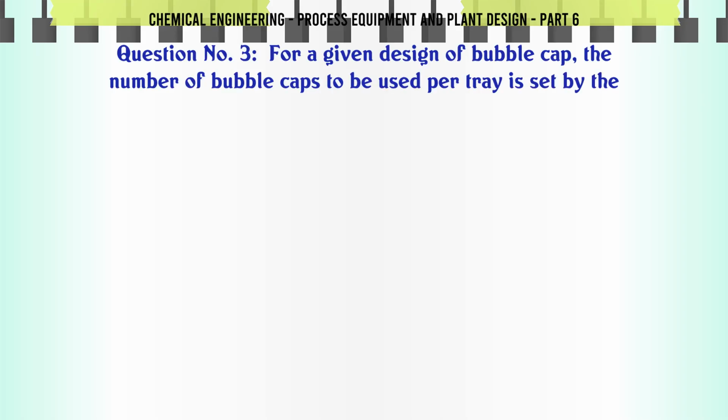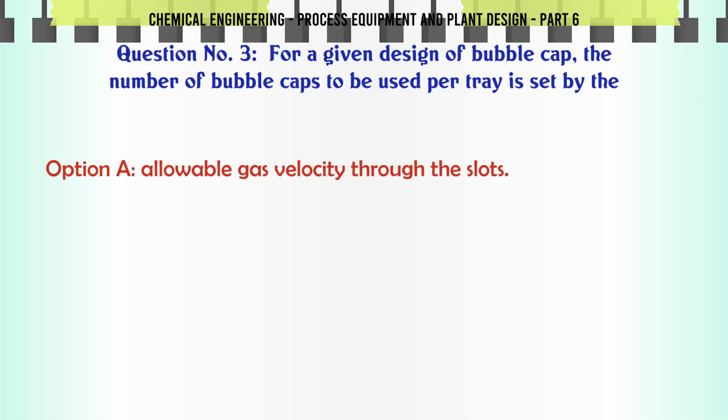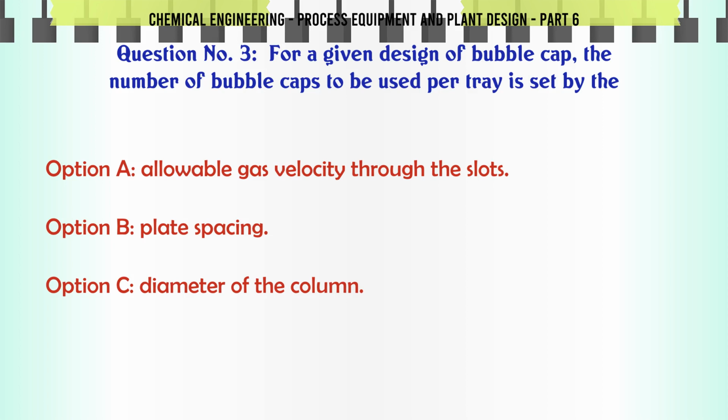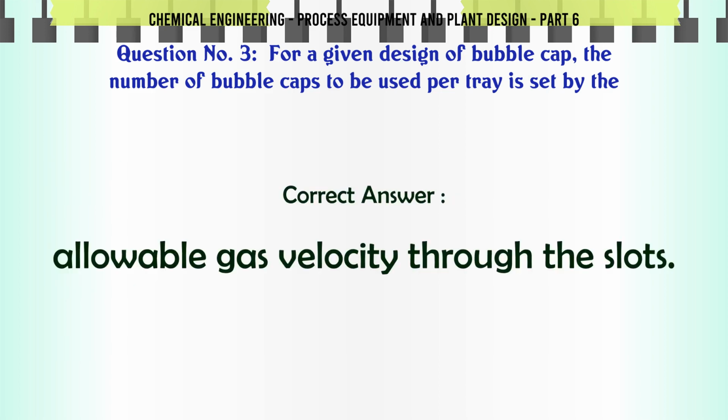For a given design of bubble cap, the number of bubble caps to be used per tray is set by the A. Allowable gas velocity through the slots, B. Plate spacing, C. Diameter of the column, D. All A, B, and C. The correct answer is allowable gas velocity through the slots.